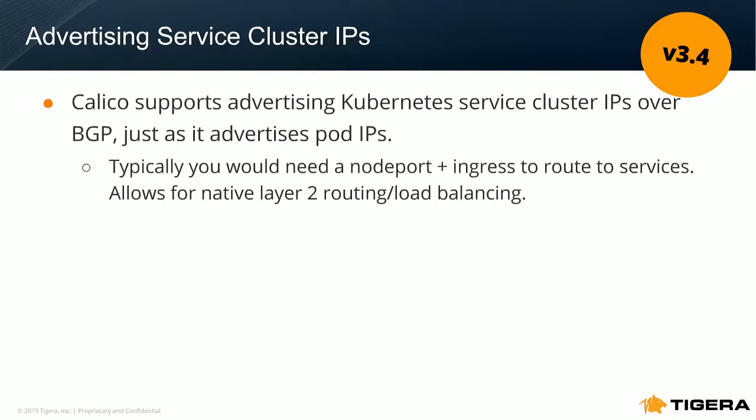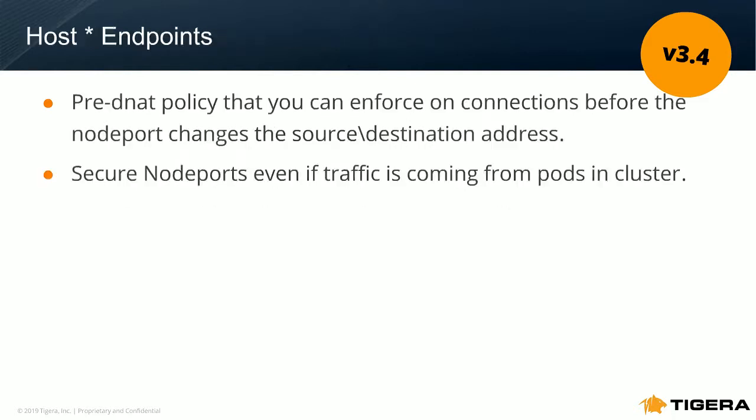Another feature here, let's click forward, is host endpoint protection. Host endpoint protection is something that we've had with Calico for a while now. But what we did in 3.4 is allow you to actually secure node ports from pods within a cluster. What this means is host endpoints is a pre-DNAT policy. So if you're in a pod and you're trying to access a node port, you could potentially lose sight of what the source and destination address is.